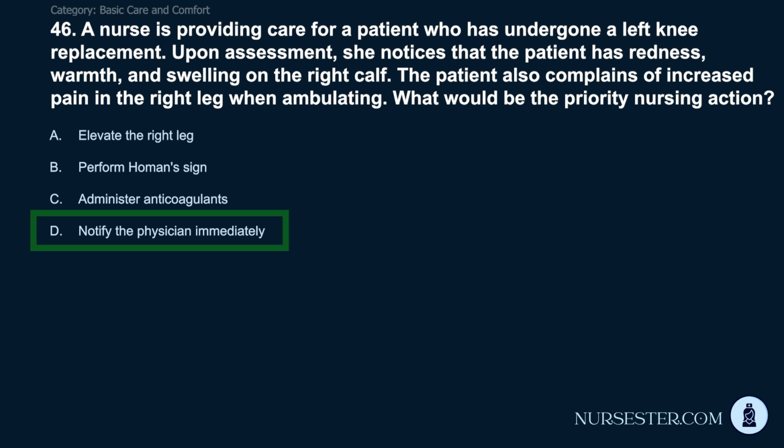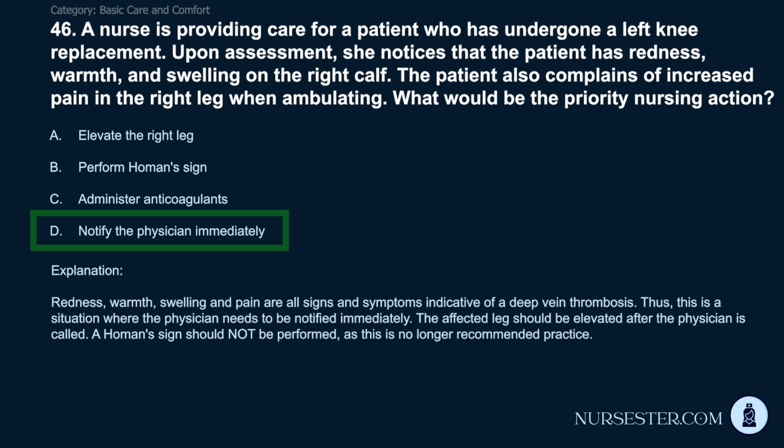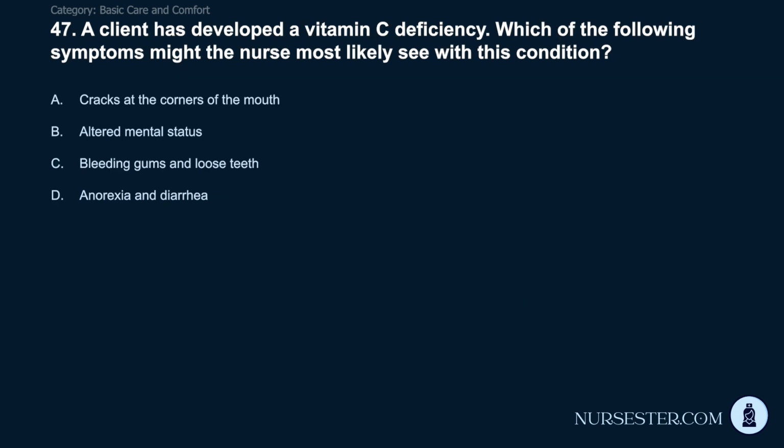Correct answer, D. Notify the physician immediately. Redness, warmth, swelling and pain are all signs and symptoms indicative of a deep vein thrombosis. Thus, this is a situation where the physician needs to be notified immediately. The affected leg should be elevated after the physician is called. A Hohmann's sign should not be performed, as this is no longer recommended practice.